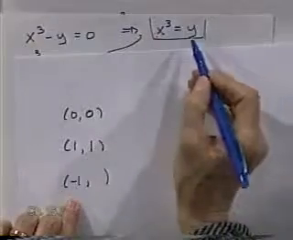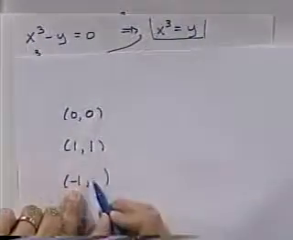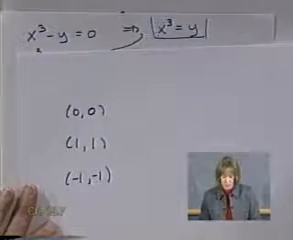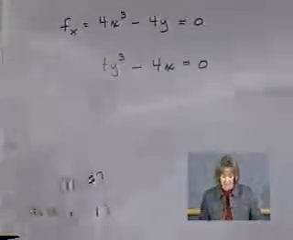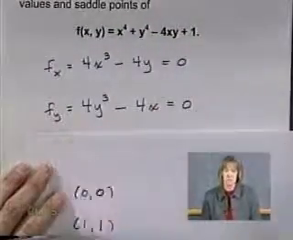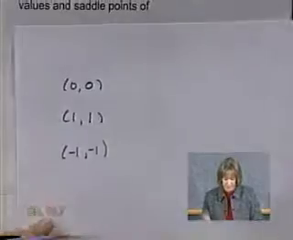And here when x is negative 1, cubed is negative 1. So these are the 3 points that I need to check. These are my candidates for max and mins. They were the points that are the solutions to this system of equations. Okay, now what are we going to do?